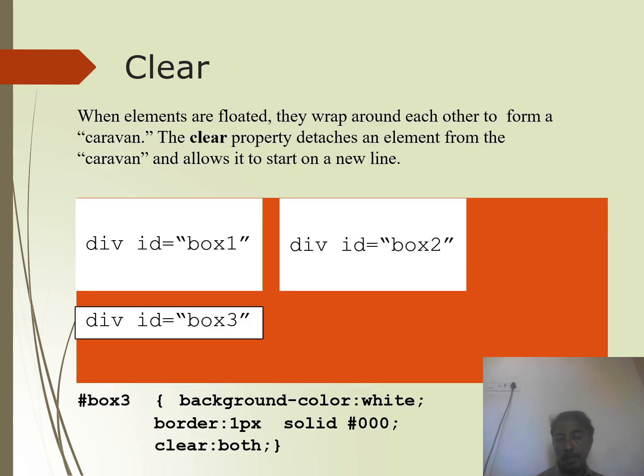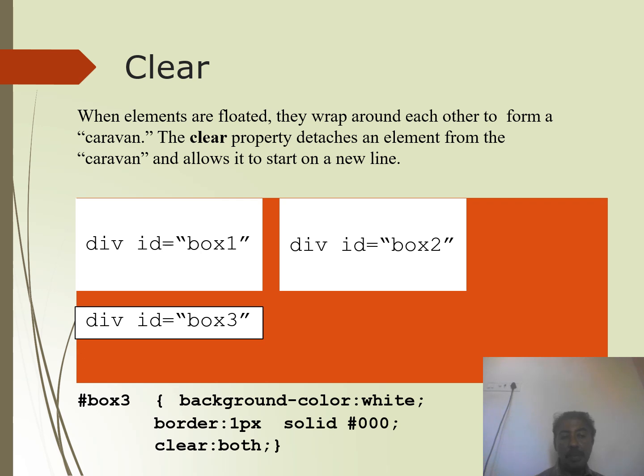Then next, another command we have not discussed so far is the clear command. What does clear do when elements are floated? They wrap around each other to form a canopy.